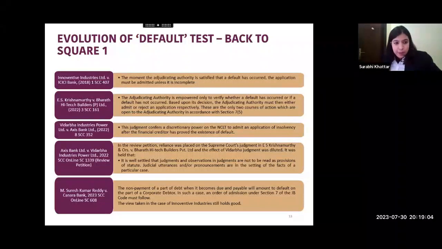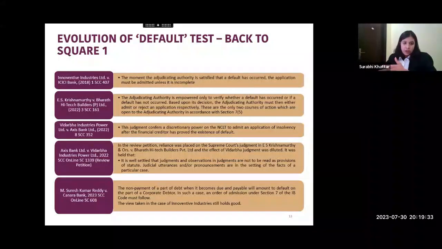However, in Vidarbha, the Supreme Court changed this principle, and held that even if there is debt and default, NCLT has the jurisdiction to consider whether or not to admit the insolvency petition against the corporate debtor. This judgment has been used by several corporate debtors till the time the review order came and subsequent orders came, and it still gets used a lot.